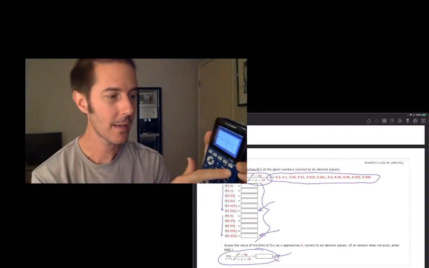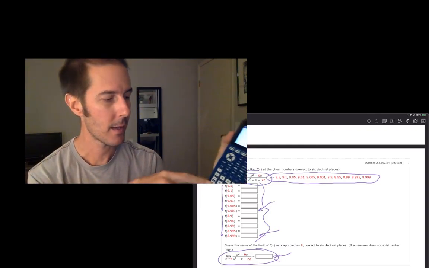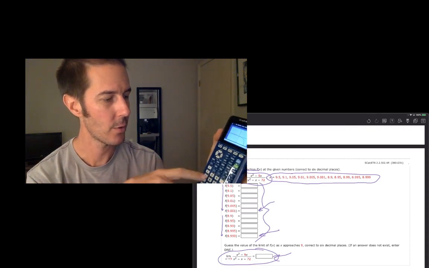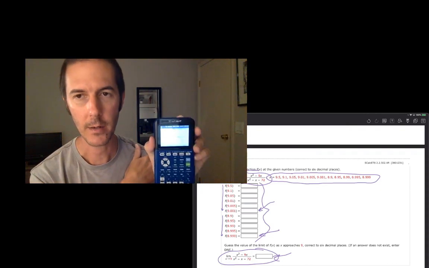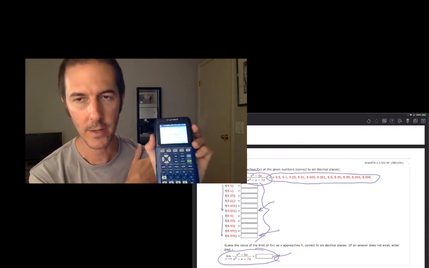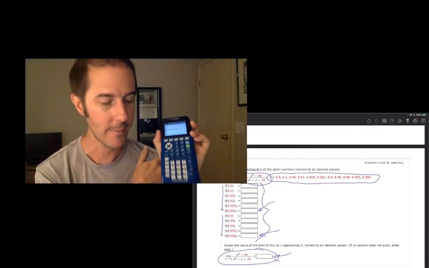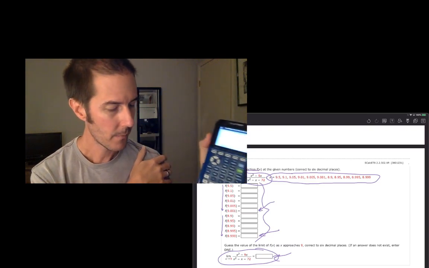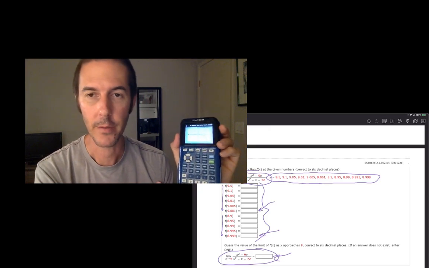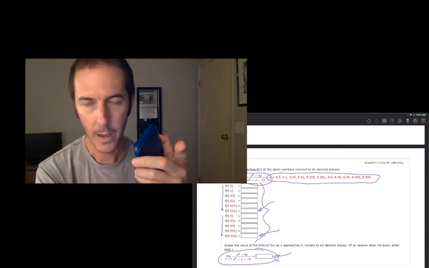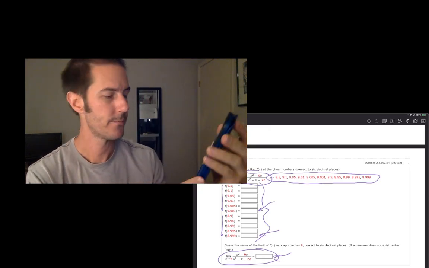So I can hit second, and I can hit calc again, and I can hit enter where it says value, and I can type in 9.1 and hit enter, and on my screen it'll show me the X value I typed in and its corresponding Y value. And you do that like 12 times or whatever it is, and you'll be able to enter all of those values. Now, here's option number 2.